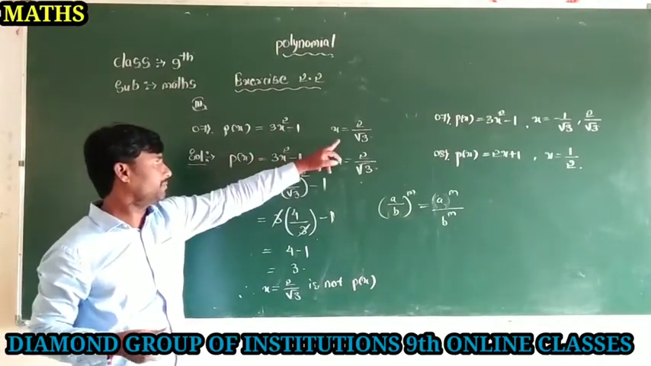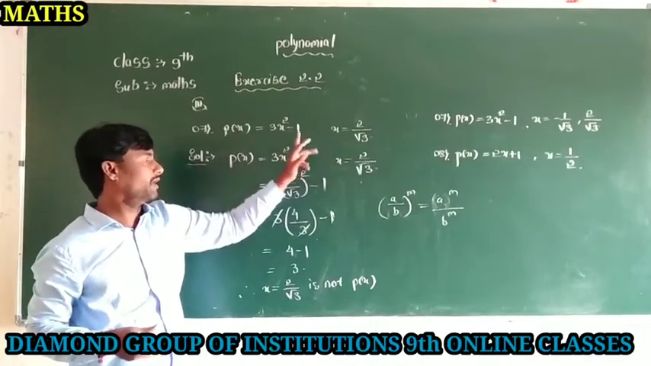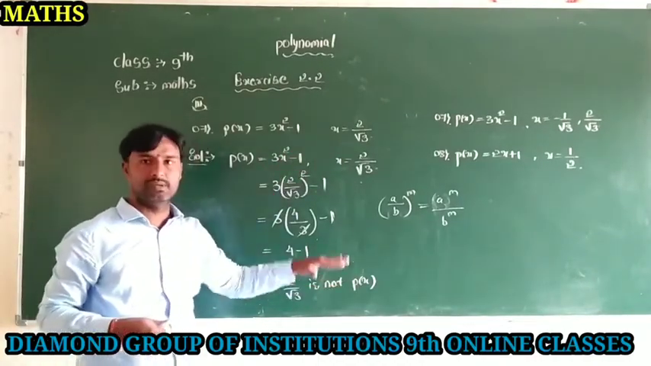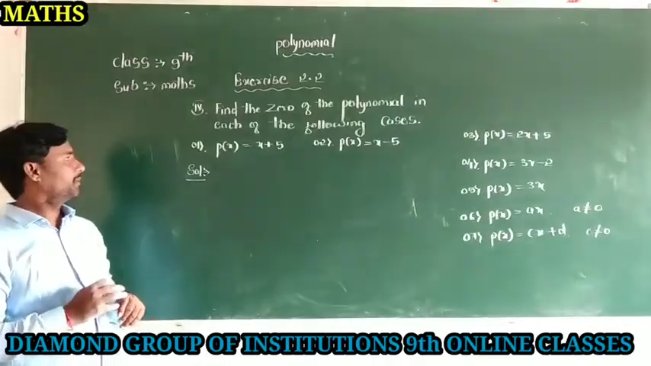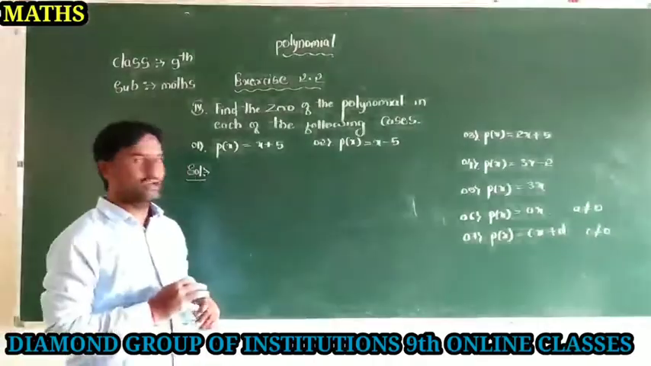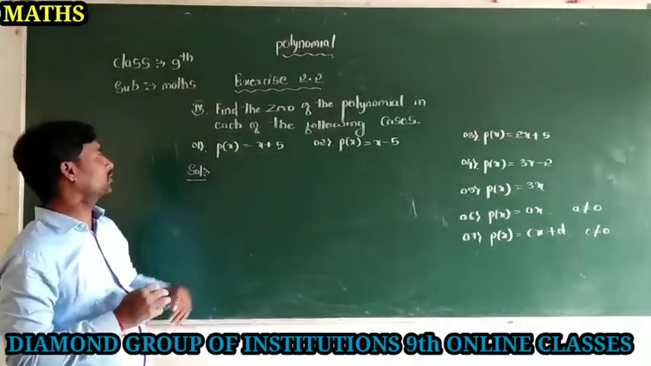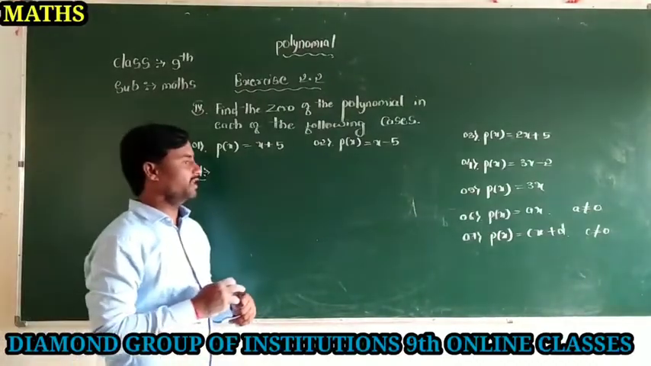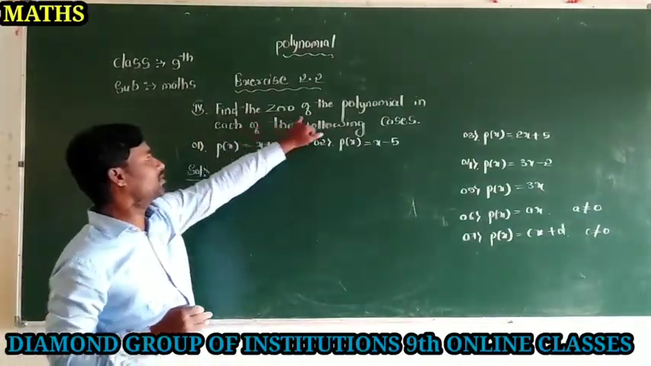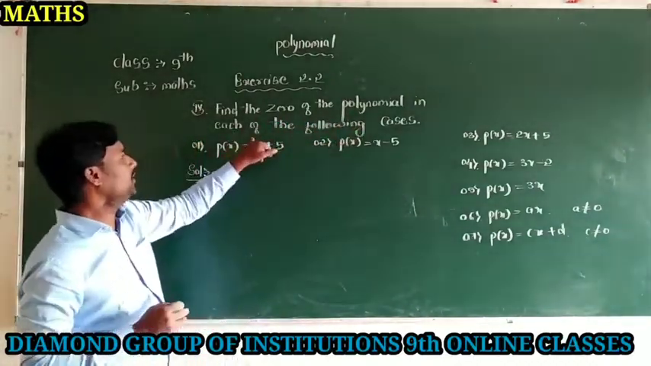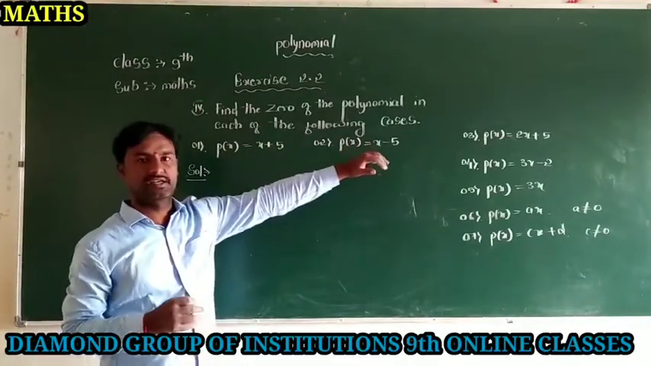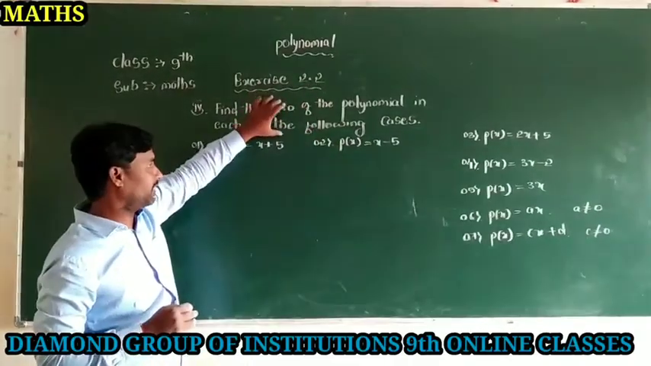So this value is not a zero of the polynomial, and we can also write it in our own sentence, dear students. We completed the third bit very clearly, dear students. Now we are going to the fourth bit. What is the fourth bit? The instruction is: find the zero of the polynomial in each of the following cases, dear students. This bit gives you the instruction.